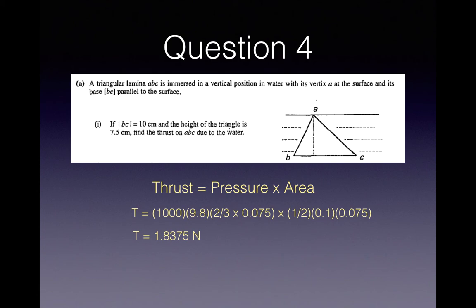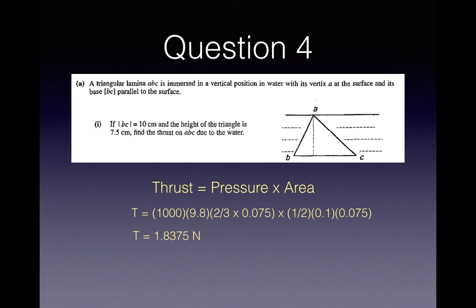So what that means is the distance from A to the centre of gravity will be 2/3 of that vertical height. So that's why in the rho g h section of the second line in yellow, we have 2/3 multiplied by the vertical height. And then we multiply by the area, which is half the base by the perpendicular height, half of 10 by 7.5 in SI units or metres, and we get a thrust equal to that.